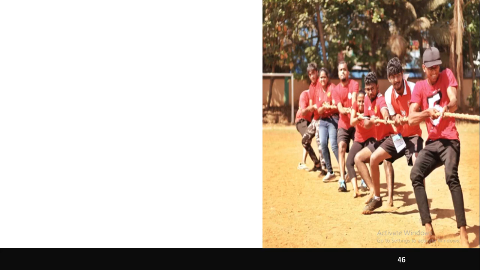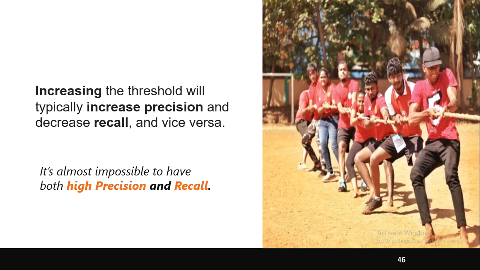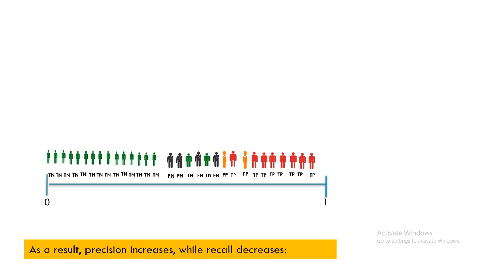To fully understand the effectiveness of the model, we must examine both precision and recall. Unfortunately, precision and recall are often in tension. It's kind of a tug of war. That means increasing the threshold will typically increase precision and decrease recall, and vice versa. It is almost impossible to have both high precision and high recall. To understand this better, let us look at this example.